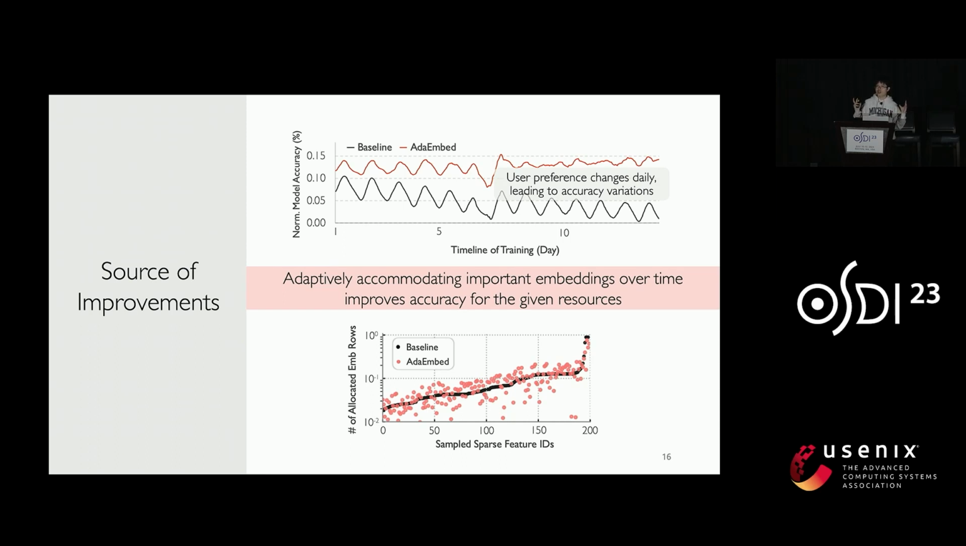And the lower figure shows this embedding allocation at a specific time across different features. Here, AdaEmbed can automatically search for better embedding configurations, and this configuration adapts in real time, contributing to the accuracy improvement. In our paper, we have more evaluations to compare against the different baselines, including the pre-training pruning and post-training pruning.